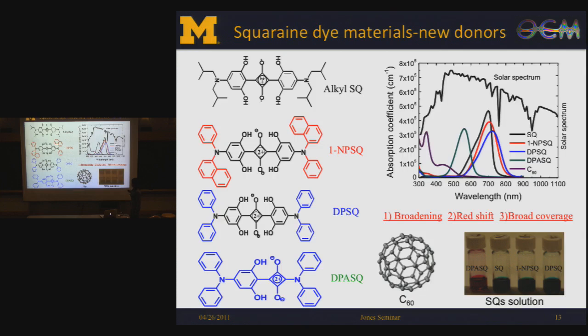Then we can tune the absorption spectrum of the parent squaraine toward the UV light. So the spectrum of DPASQ is around 400 nanometers to 650 nanometers. It fills the gap between the absorption of C60 and the green light, the red light absorption. When we take a look at the color in solution, DPASQ absorbs in the green light region, so it appears as red. And this squaraine, MPSQ, DPSQ, absorbs in the red light region, so it appears greenish.